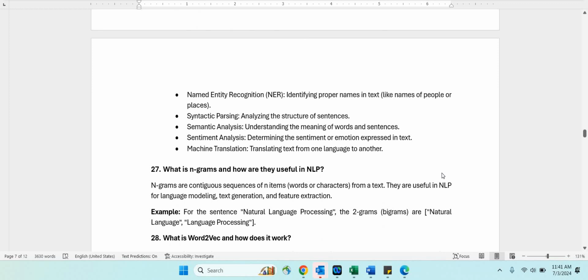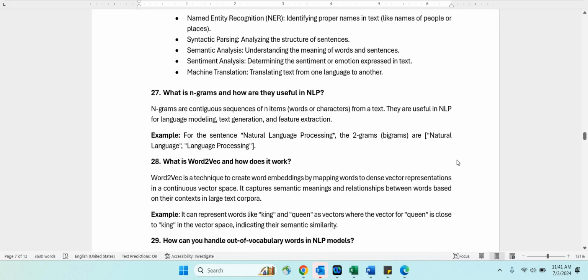What are n-grams and how are they useful in NLP? N-grams are contiguous sequences of n items, which can be words or characters from a text. They are very useful in NLP for language modeling, text generation, and feature extraction. I'll give you a simple example. In the sentence natural language processing, the 2-grams, which are bigrams, are natural language and language processing. This is the way we can understand n-grams.